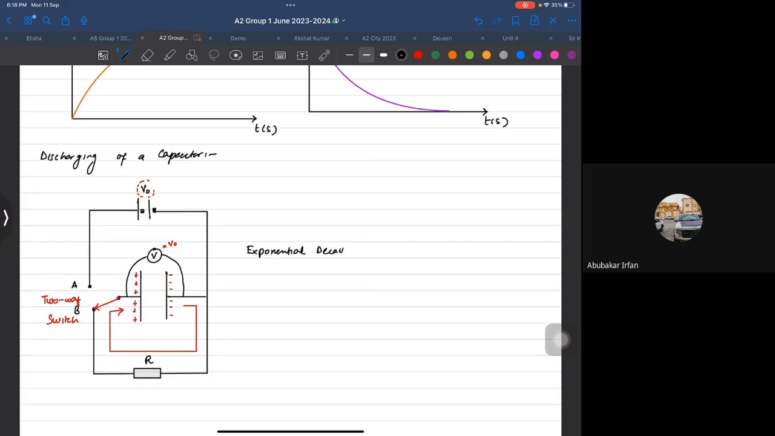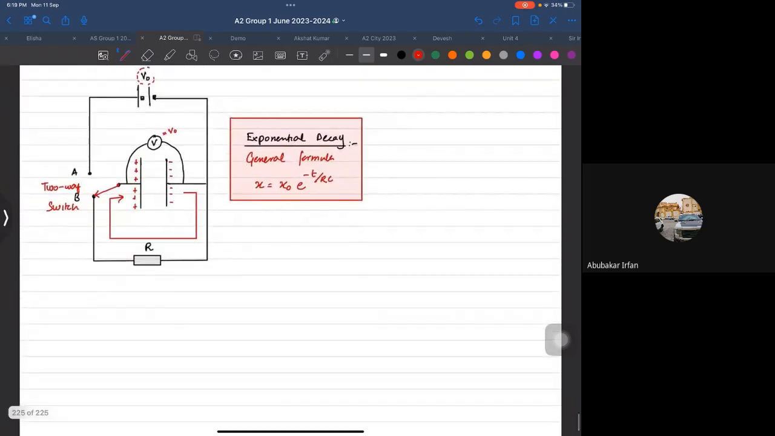Exponential decay has a general formula. Let's write it down. It is going to be x equals x naught e to the minus t over RC. So this is basically that general formula that we're looking for. Now, with respect to this, I will draw the graphs.